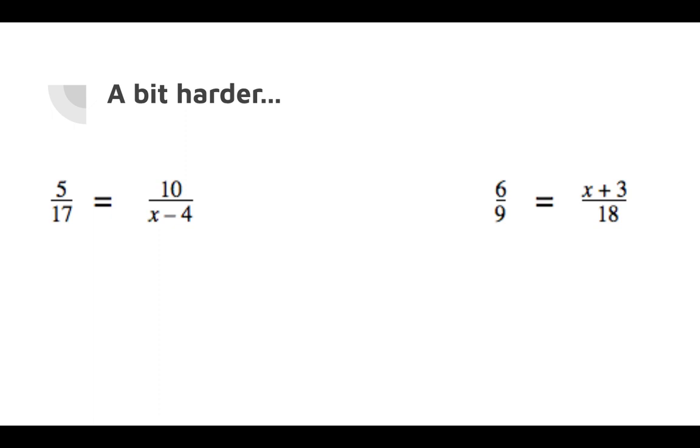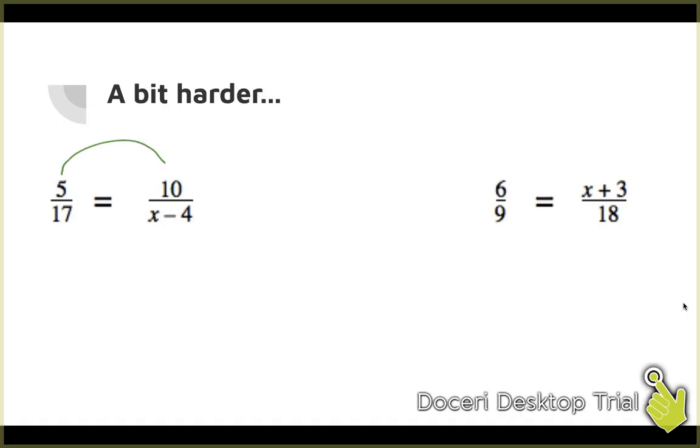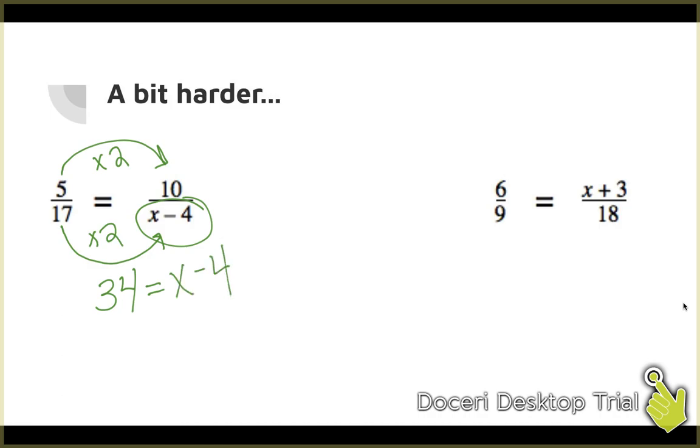So how we get from 5 to 10 is multiplied by 2. So I know I'm going to have to multiply by 2 down here, and this whole answer is going to be what I get when I do 17 times 2. So 17 times 2 is 34. So 34 is what you get for x minus 4. Okay, this is equal to 34.